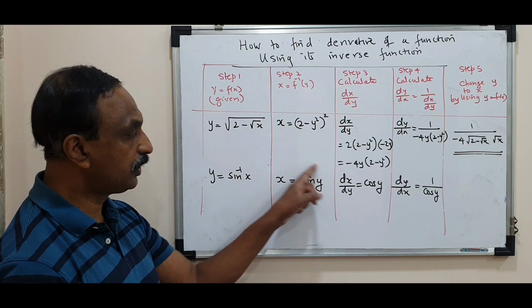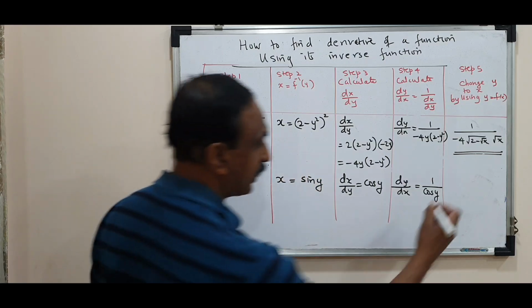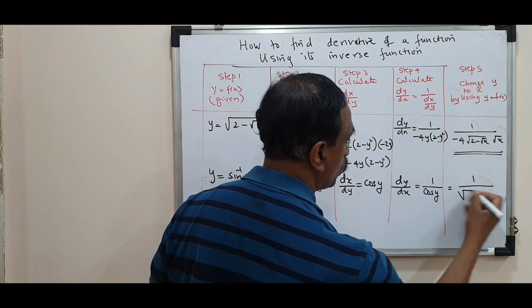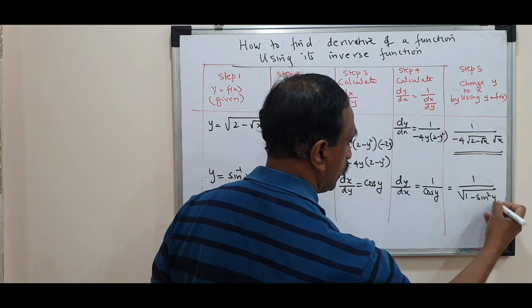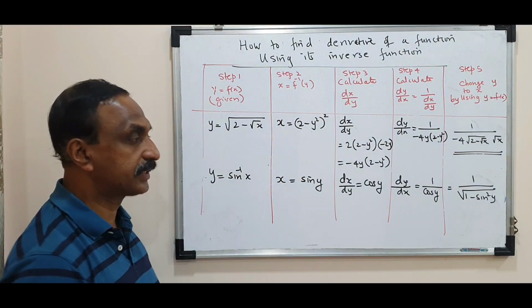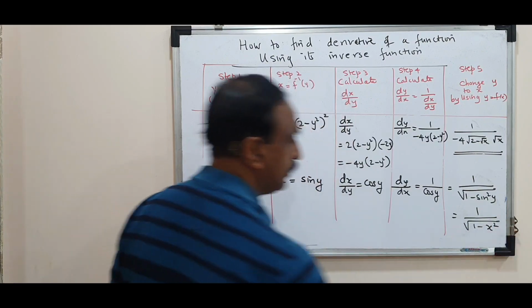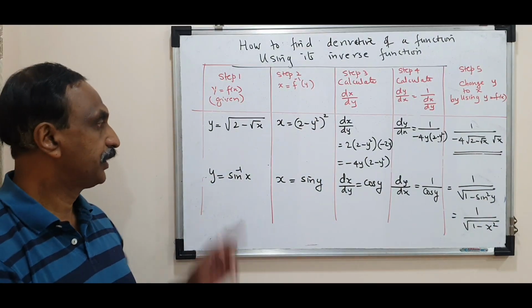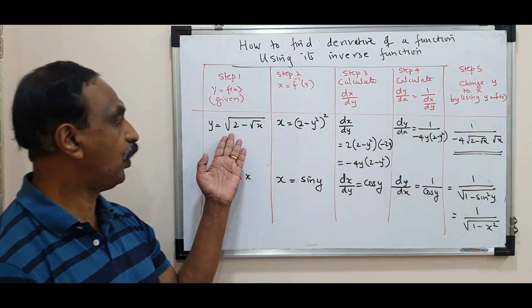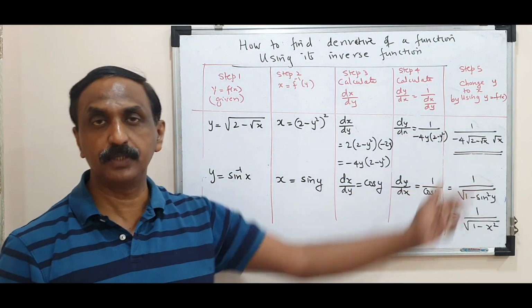What does x stand for? Sin y. So I will write this as 1 upon root of 1 minus sin square y. We know that cos square theta is 1 minus sin square theta. And I get the answer 1 upon root of 1 minus x square. This is the benefit of learning this. Why do you learn this? All these functions can be directly differentiated and obtained.